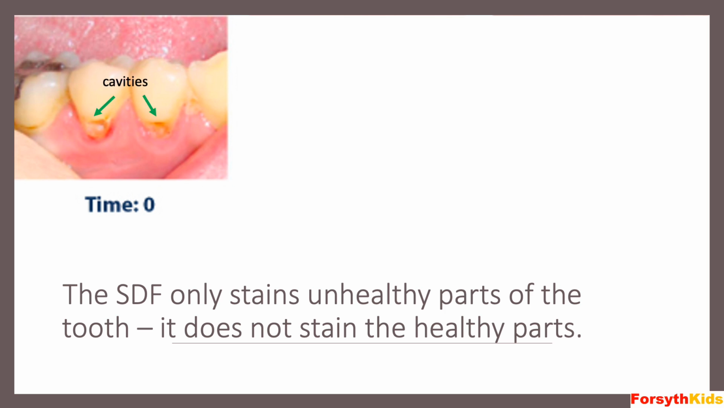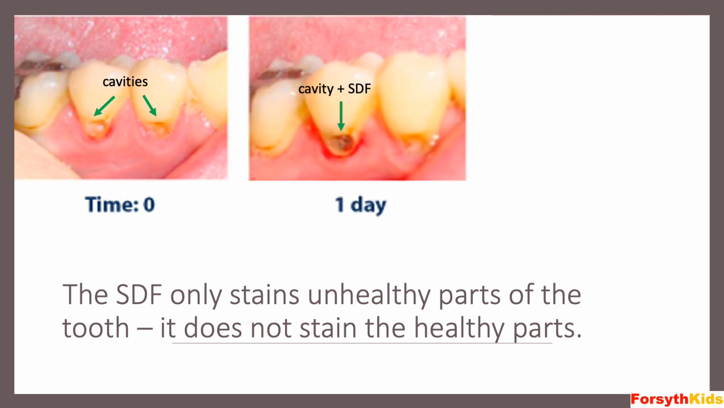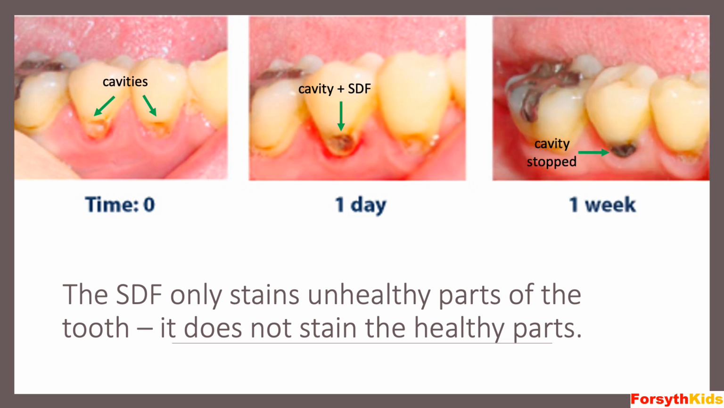Here you can see the cavities. This area looks kind of orange and soft. In this next picture, the SDF was applied to the cavity. It looks a little brown now. In this last picture, it's 1 week after the SDF was applied. We can see that the cavity is stopped from the dark stained part of the tooth. You can also see that the healthy part of the tooth is not stained at all. Again, SDF only stains the cavity part of the tooth.